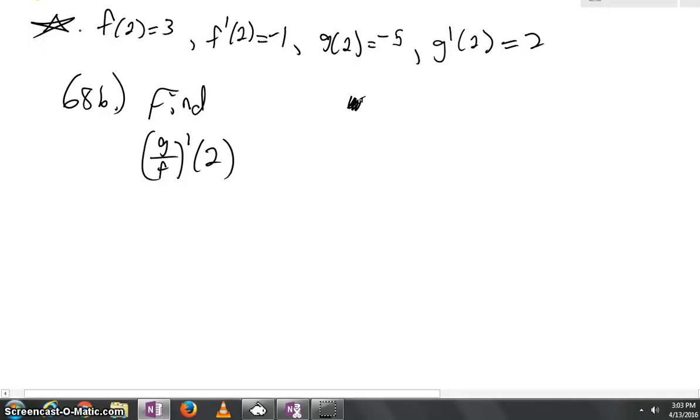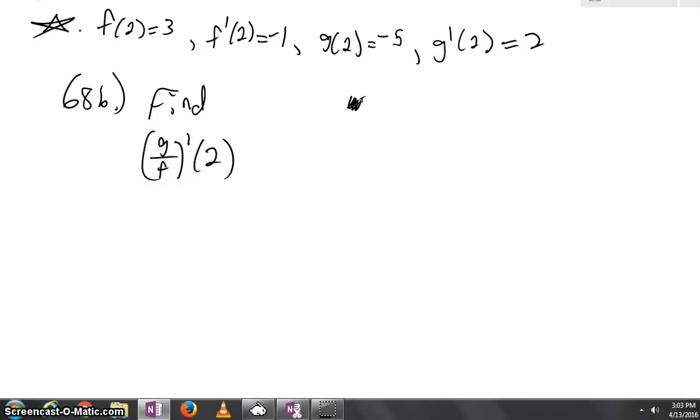say, oh, by the way, f of 2 is 3. F prime of 2 is negative 1. G of 2 is negative 5, and G prime of 2 is 2. Oh, and would you find, for, say, 68b, this derivative?